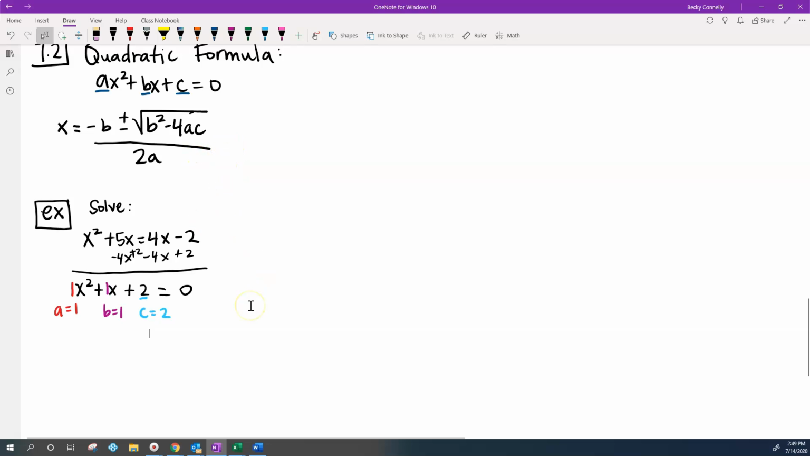So now we have x equals negative 1 plus or minus square root of 1 squared minus 4 times 1 times 2 all over 2 times 1. I'm just putting those numbers in.